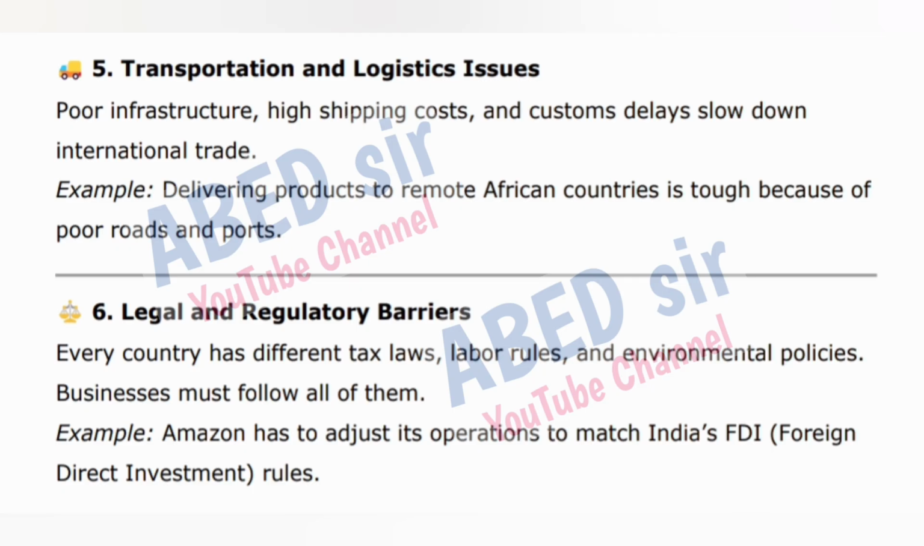6. Legal and regulatory barriers. Every country has different tax laws, labor rules, and environmental policies. Businesses must follow all of them. Example, Amazon has to adjust its operations to match India's FDI, foreign direct investment, rules.